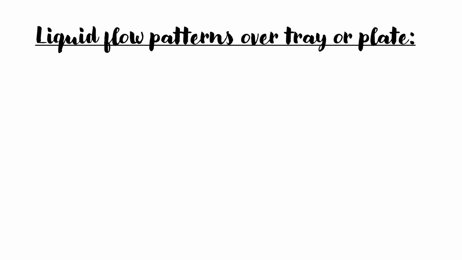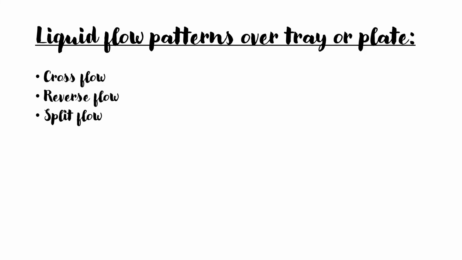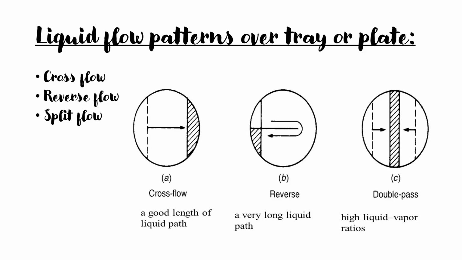Liquid flow patterns over a tray or plate depend upon the liquid to gas flow ratio. Cross flow provides a good length of liquid path. Reverse flow provides a very long liquid path for low liquid to gas ratio. Split flow is especially suitable for handling high liquid to gas ratio. These are all figures to analyze the flow patterns.